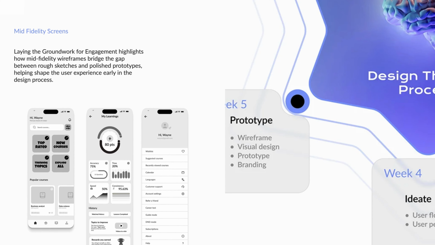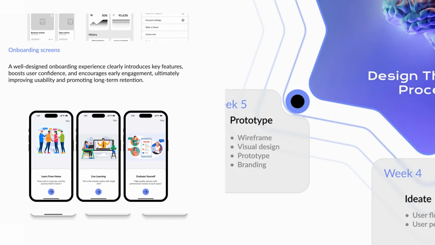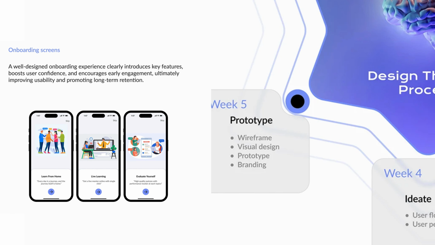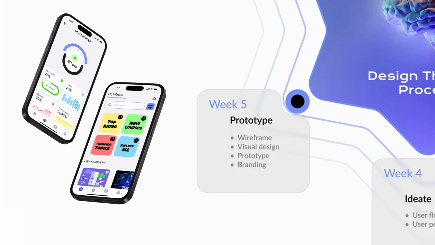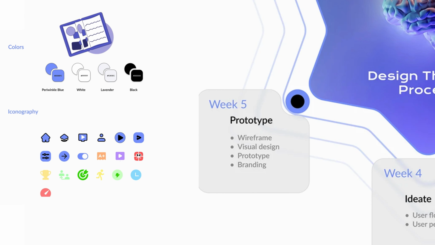In week 5, we bring ideas to life through wireframes, prototypes, visual design, and branding. Wireframes act as the blueprint of the app, focusing on structure and functionality without distractions. Prototypes make the experience interactive, allowing us to test flows and gather feedback early. Visual design adds the look and feel, turning basic layouts into engaging, user-friendly screens. Finally, branding gives the product its identity, through colors, typography, and style, building recognition and trust. Together, these steps transform concepts into a tangible, cohesive design ready for real-world validation.